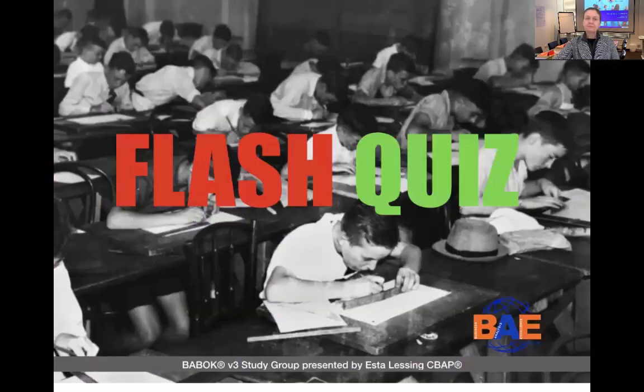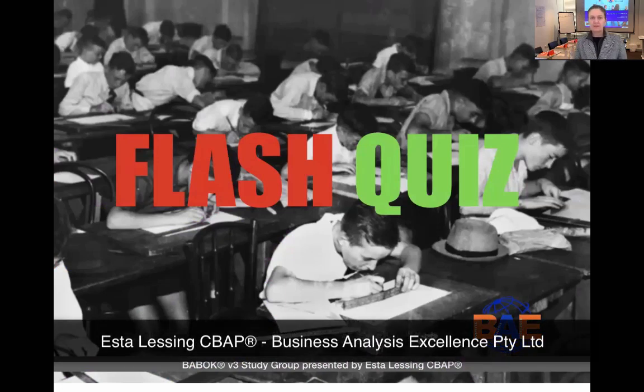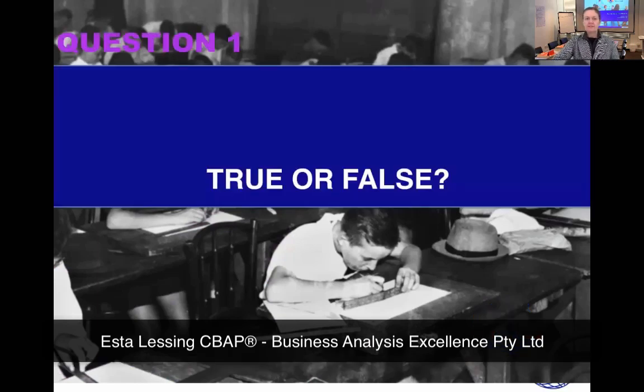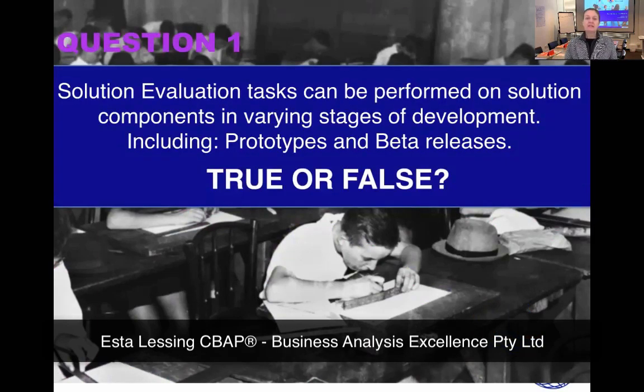All right, let's do a flash quiz. So we've looked at those two first tasks. Let's quickly do a few questions and see how much you can remember. So the first question, solution evaluation tasks can be performed on the solution components in varying stages of development. This includes prototypes and even beta releases. Is this true or false?